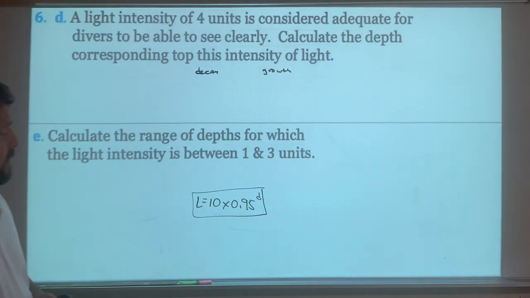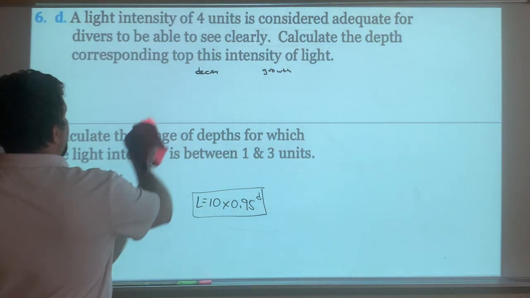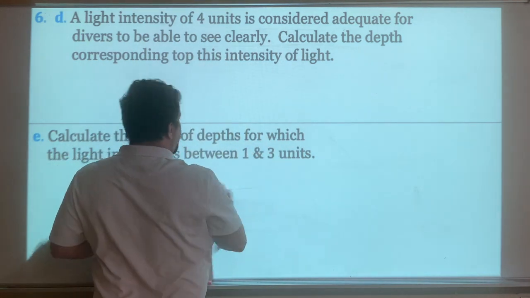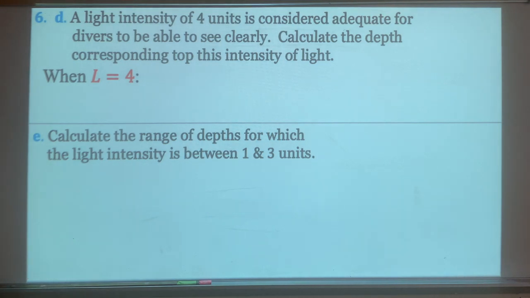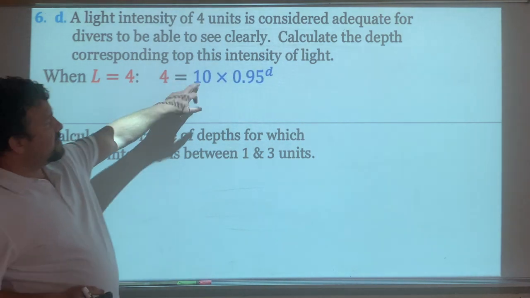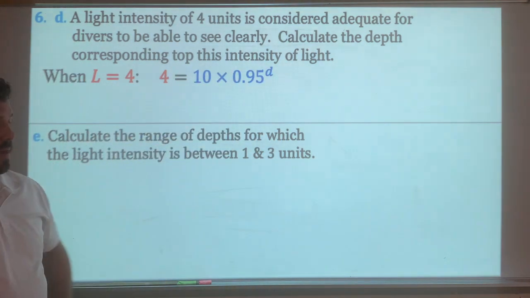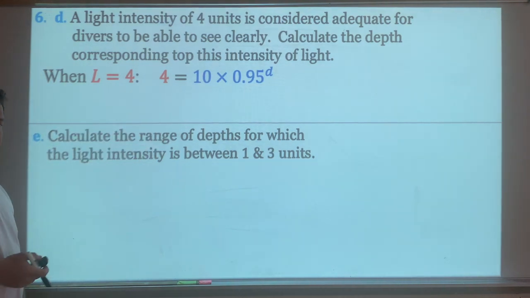Light intensity of 4 units is considered adequate for divers to be able to see clearly. Calculate the depth corresponding to this. Now, we want to find out when L equals 4. We know the equation here is 10 times 0.95^D. We found that out, right? We found our 0.95 from our A. So when L is 4, 4 equals that equation, correct?